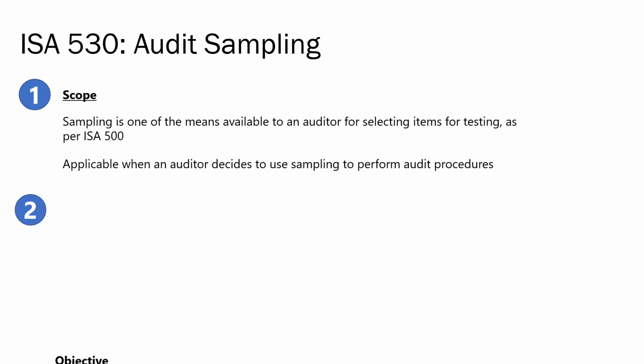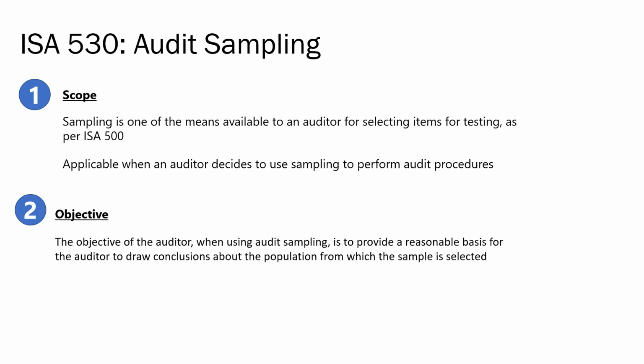The objective of an auditor when they are performing audit procedures on a sample is to make sure that they're using audit sampling to provide a reasonable basis for them to draw a conclusion about the population from which the sample is selected. So if I am testing revenue, revenue becomes my population. But I'm not going to test all the line items or all the transactions that have occurred during the financial year that make up the revenue amount.